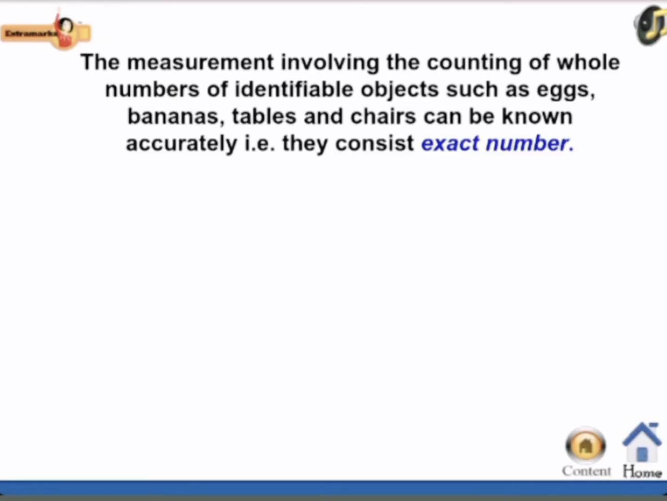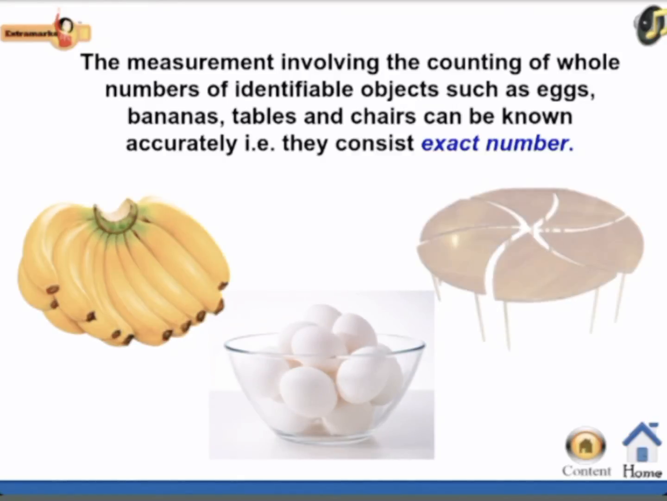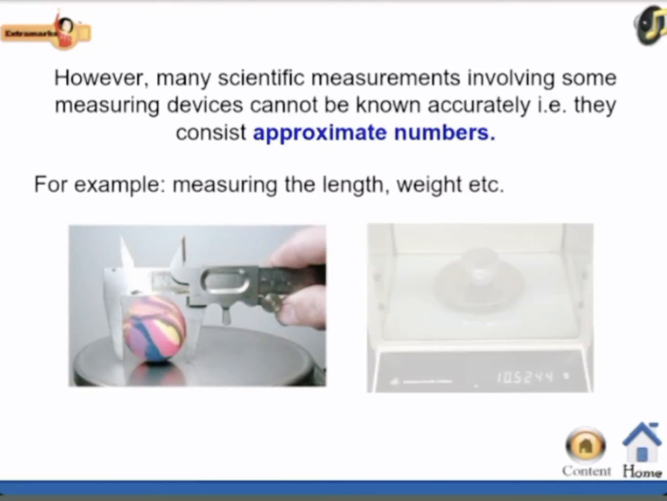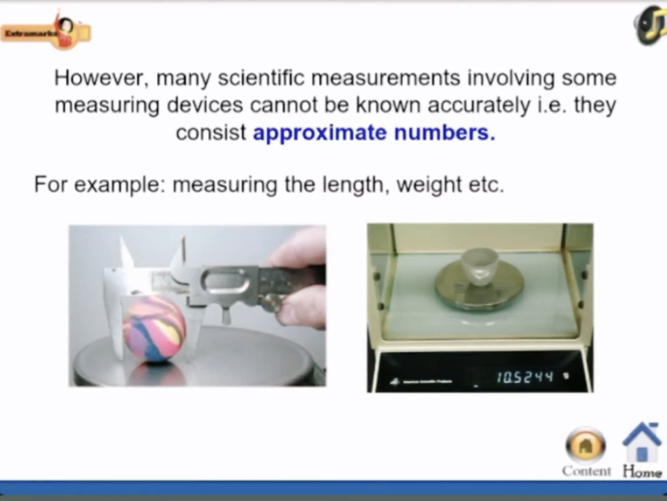Measurement involving the counting of whole numbers of identifiable objects such as eggs, bananas, tables and chairs can be known accurately, that is, they consist exact number. Where many scientific measurements involving some measuring devices cannot be known accurately, that is, they consist approximate numbers. For example, measuring the length, weight, etc.